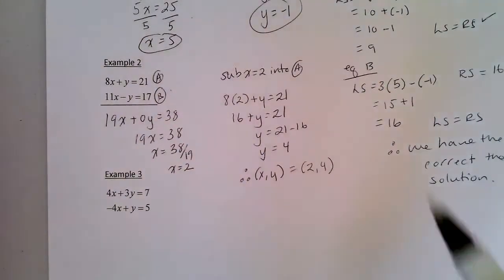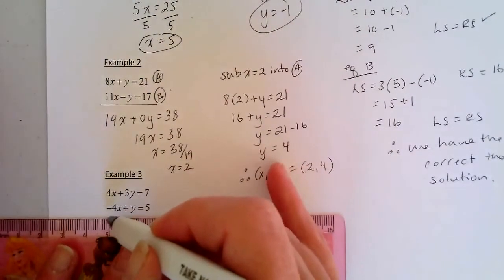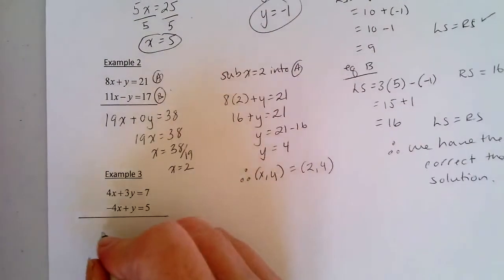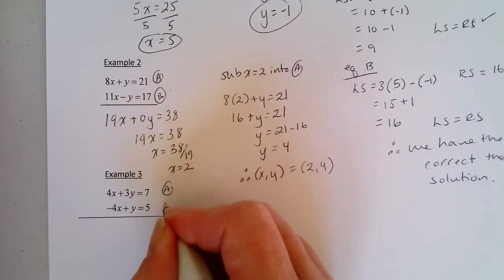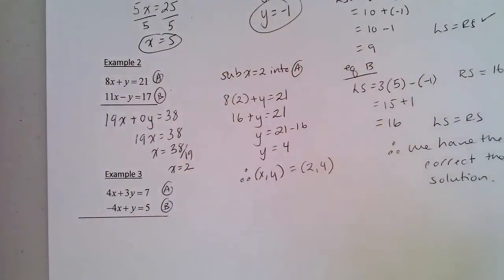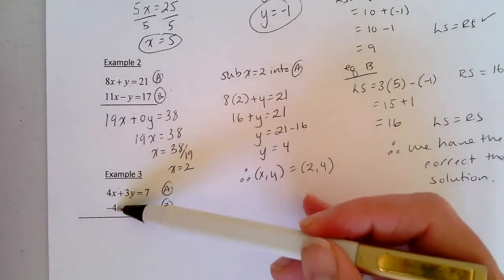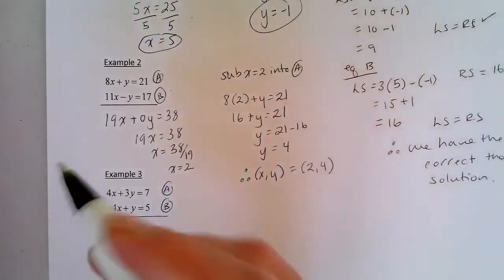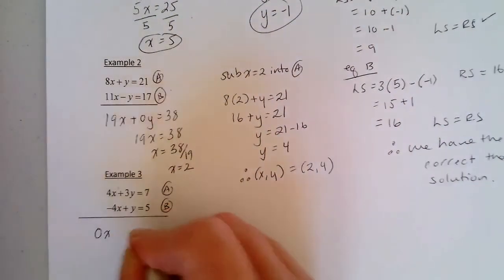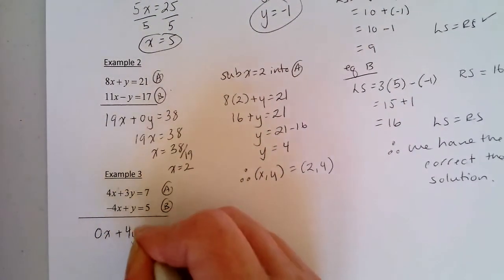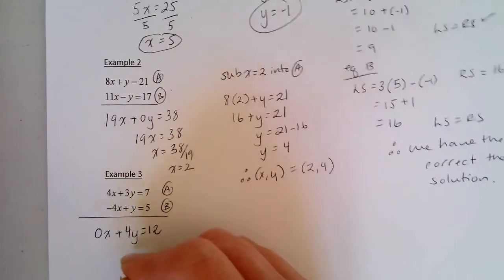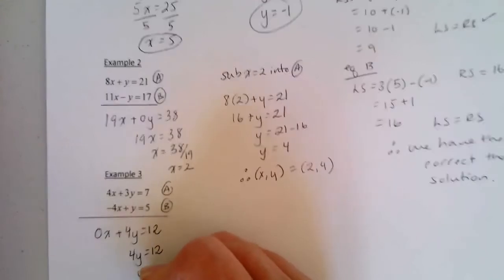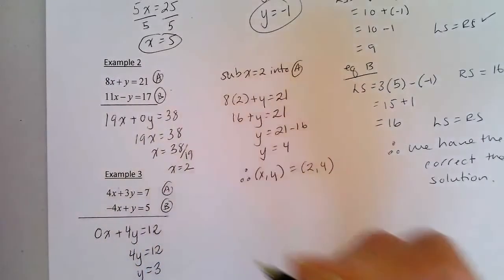And one more example, example 3. We are going to add A and B, equation A and equation B. Everything's set up that the x terms are lined up on top of each other as well as the y terms and the constants. So this will give us 0x plus 4y is equal to 12. 4y will equal 12. So y will equal 12 over 4, or divided by 4, which is 3.